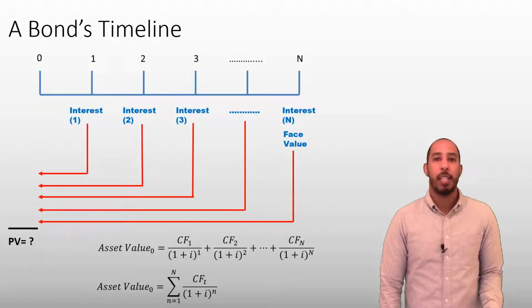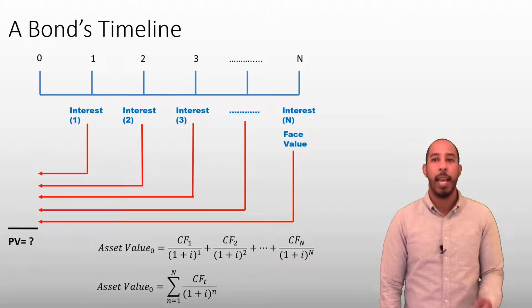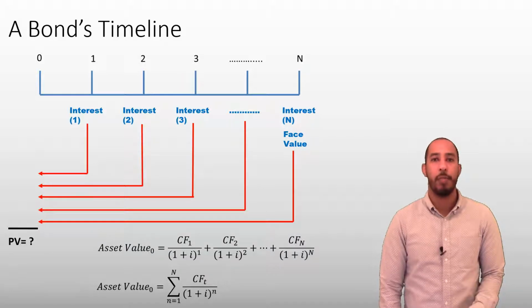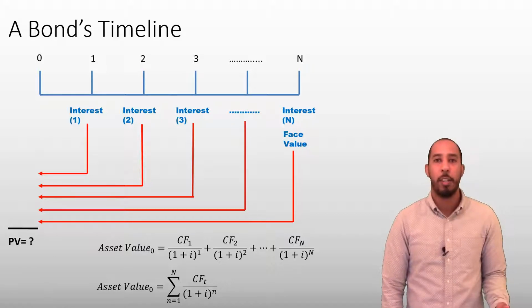We can express the process we just demonstrated on the timeline as a formula. An asset's value today, at time 0, is the present value of all of its future cash flows. Each of those fractions in the formula is represented by one of the red arrows we see in the timeline. I define this as a general asset value formula because it's going to fit other circumstances too, not just bonds. We're going to revisit this formula later on, and we'll see that the value of anything today is simply the present value of its future cash flows.